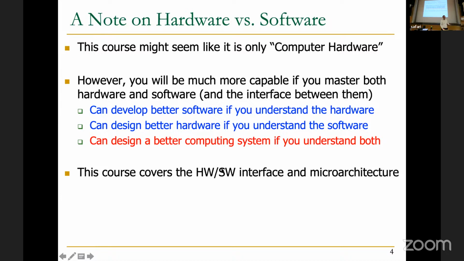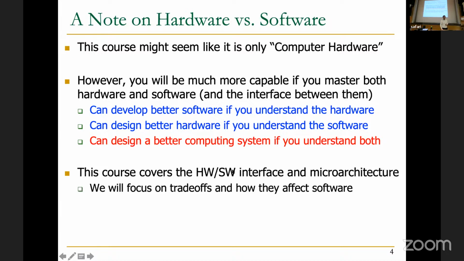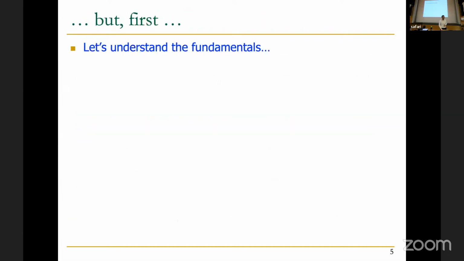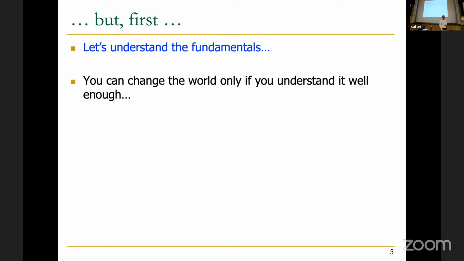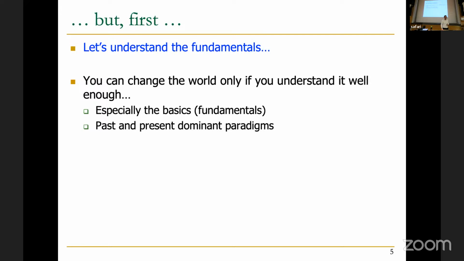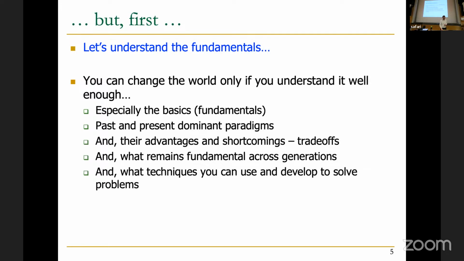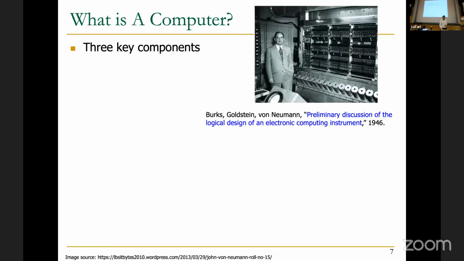So we cover the software interface and microarchitecture. And as I said, we'll focus on trade-offs and how they affect software as well as hardware. Examples were the chips and the platforms we kind of surveyed in the last 1.5 lectures. But now let's start understanding the fundamentals, because you can only change the world if you understand it well enough, right? Especially the basics. So we'll cover past and present dominant paradigms and their advantages and shortcomings. Okay, we're going to talk about these. So let's start with this.